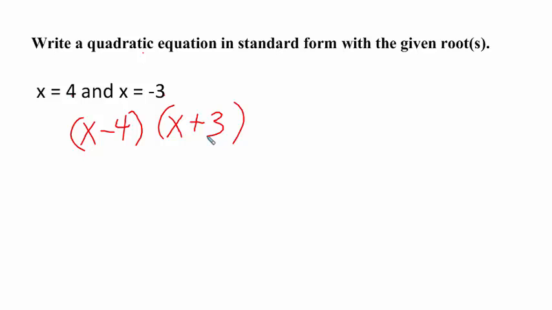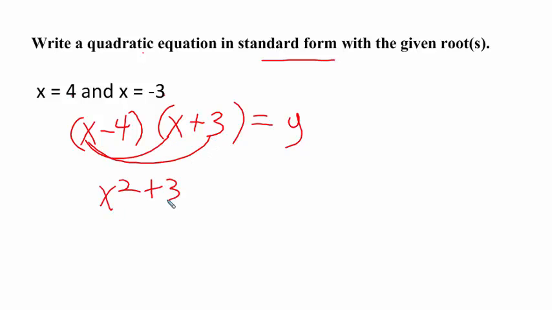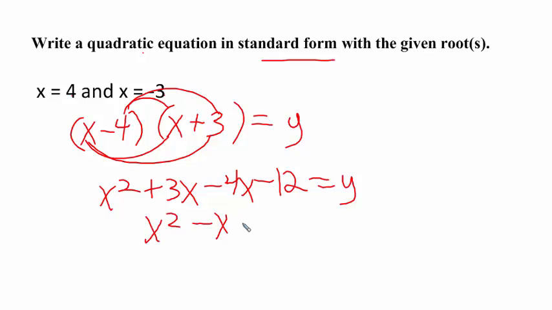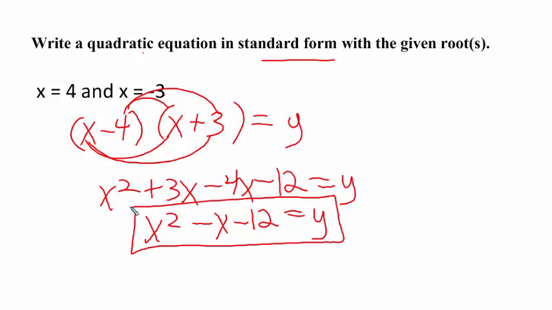So to make it officially an equation, we just say this stuff equals y, and to make it in standard form, we just FOIL it out. So you get x squared plus 3x minus 4x minus 12 equals y. And when you put it together, you get x squared minus x minus 12 equals y. That would be your equation in standard form.